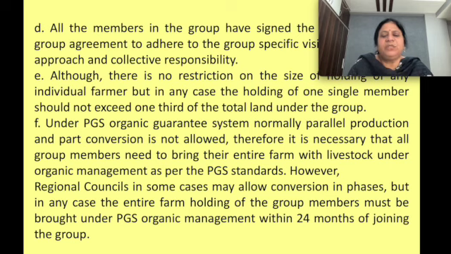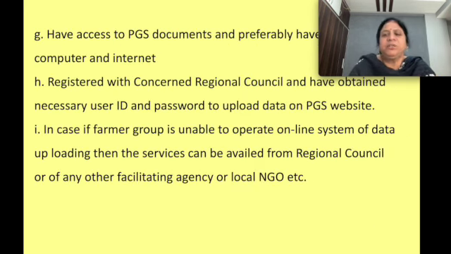However, regional councils in some cases may allow conversion in phases, but in any case, the entire farm holding of the group members must be brought under PGS organic management within 24 months of joining the group. Initially, if a farmer is having 20 acres, he can start with 4 or 5 acres, but after 2 years, he has to bring the entire land under conversion. That too with permission only. Otherwise, the entire land is to be converted at a single stretch.